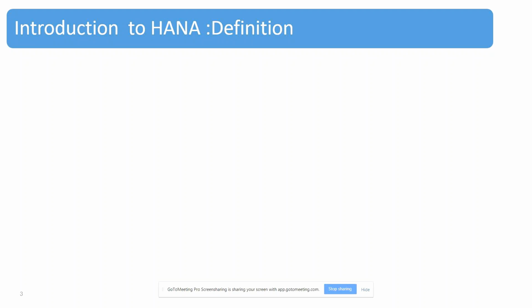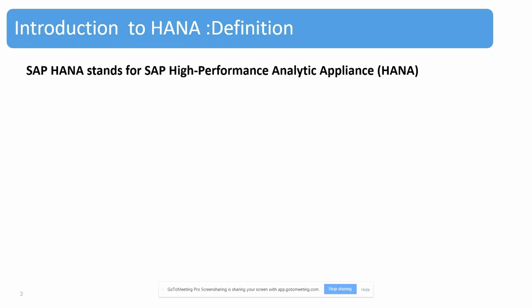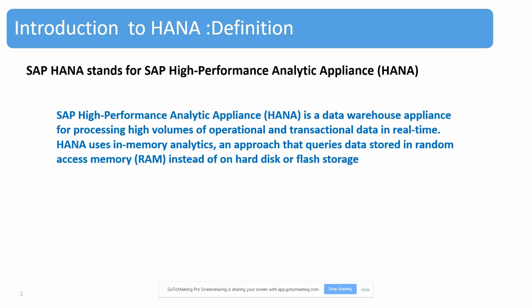Here, HANA stands for SAP High Performance Analytical Appliance. Here we call this an appliance instead of calling it hardware, a database, or software. An appliance means it is a combination of software and hardware. SAP HANA is the data warehouse appliance for processing high volumes of operational transactional data in real time.